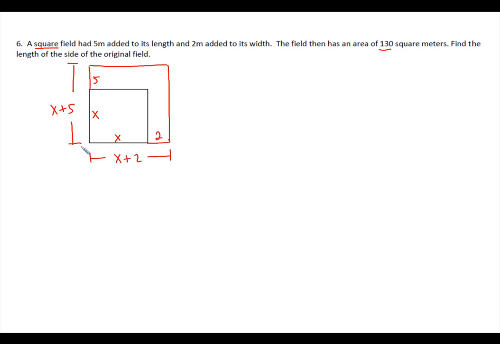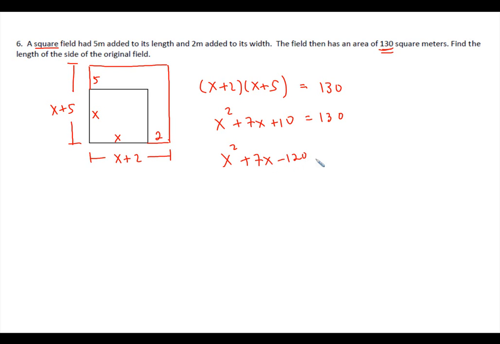Right. So if we take the two sides and we multiply them, it's going to equal the area of the whole thing, and it says the field then has an area of 130. So the area is going to be 130 after you've made it bigger. So let's multiply, we get x squared plus 7x plus 10 is equal to 130. Make the quadratic equal 0. Minus 130 on both sides, we get negative 120. Then we need to factor this, so let's go and do the x. So a times c is negative 120, trying to get 7, right?